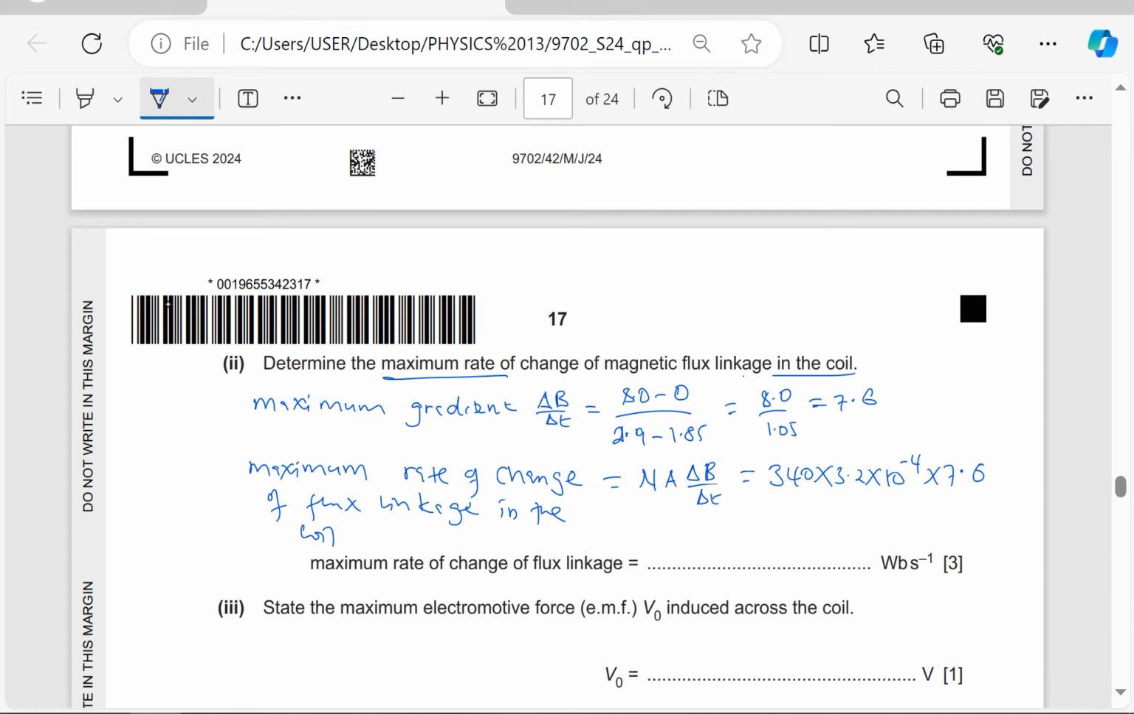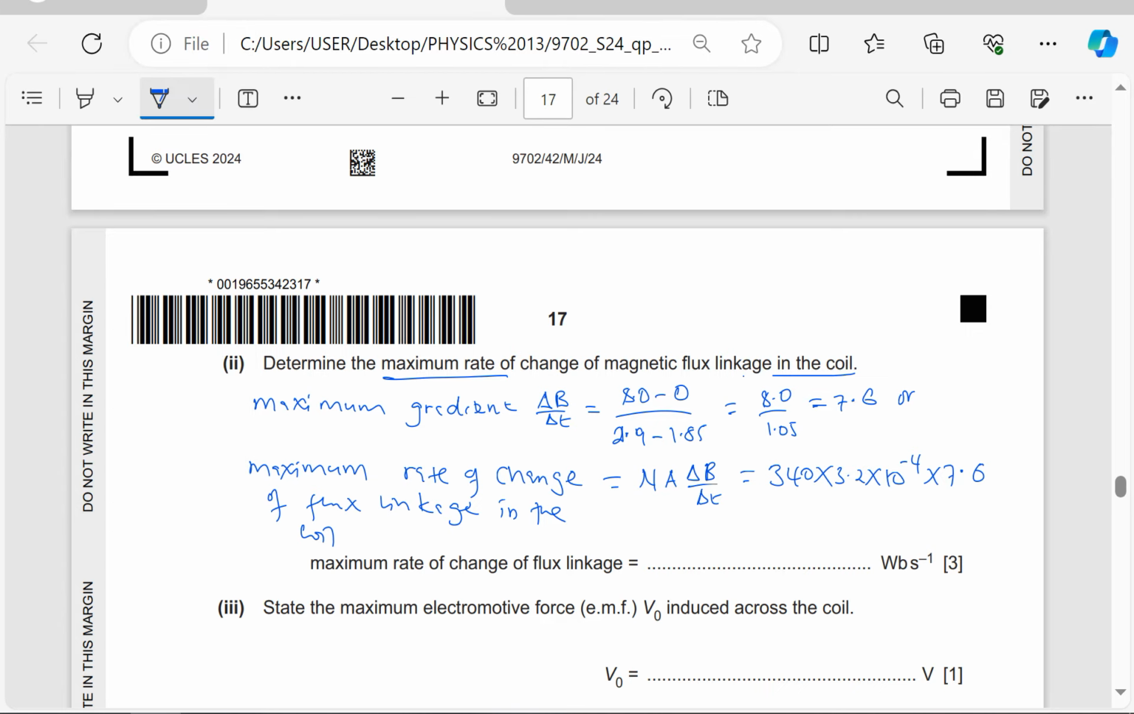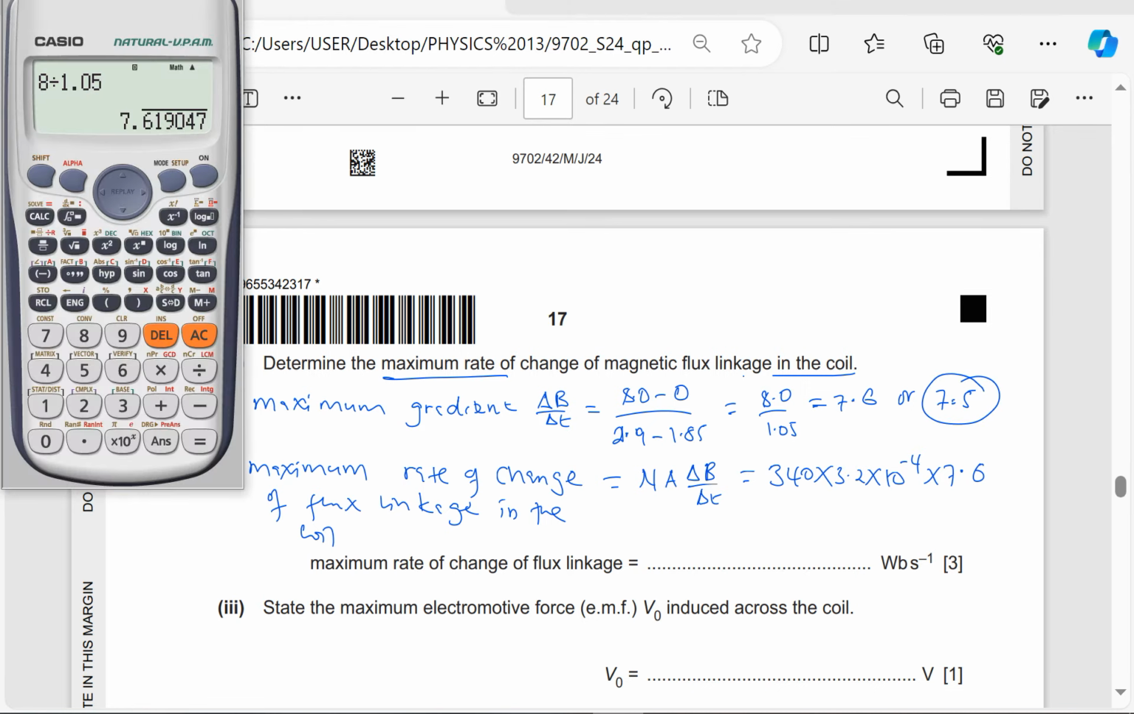I'm saying you might get 7.5 if you draw this on a paper. This could be 7.6, or you could get 7.5. So just check with your paper. So I'll say 7.6 times 3.2 exponent -4, then times 340. So this is giving me 0.826. So this is approximately 0.83.